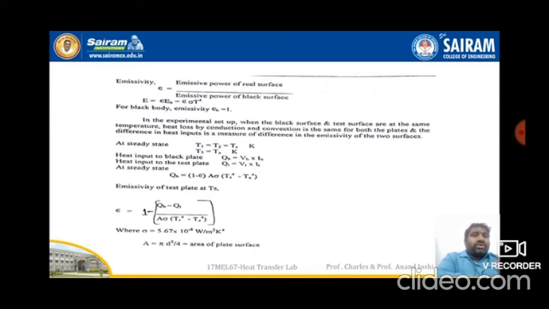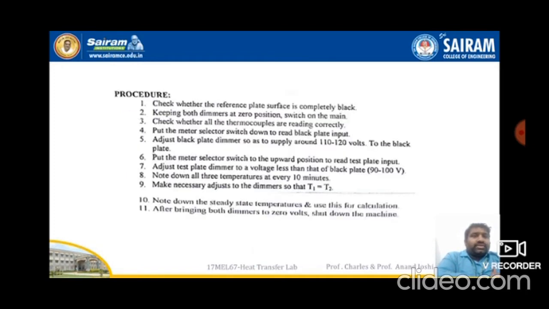So finally, epsilon is equal to 1 minus QB minus QS divided by A into sigma into Ts to the power of 4 minus Ta to the power of 4, where sigma is 5.67 into 10 to the power of minus 8 watt per meter square Kelvin raised to 4, and A is pi d square by 4. That is the area of the plate surface. This is how you are going to get the values and solve the equations. That is the calculation part.